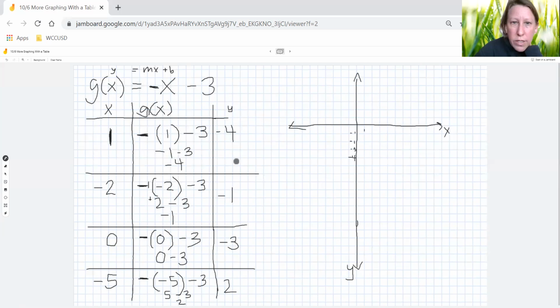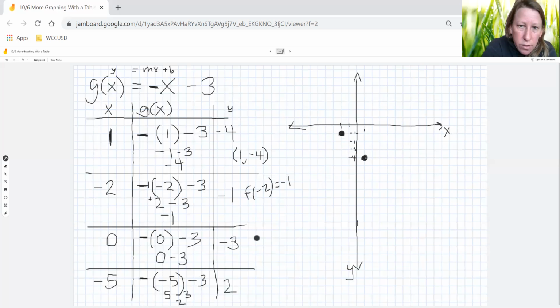Okay, so where is 1 for x and negative 4 for y? That's right here. 1 for the x value, negative 4 for the y value. Okay, I also have negative 2 and negative 1. So the first number is your x coordinate. I could write this in function form. We put negative 2 into the function and negative 1 came out. So that's that point right there. The x value was -2, the y value was -1, and there's the point.